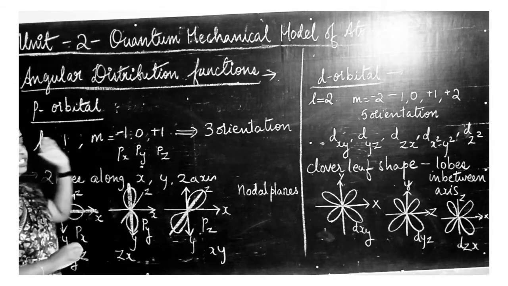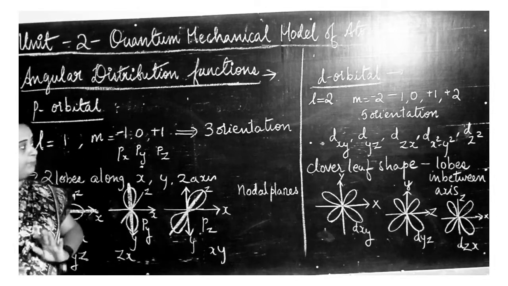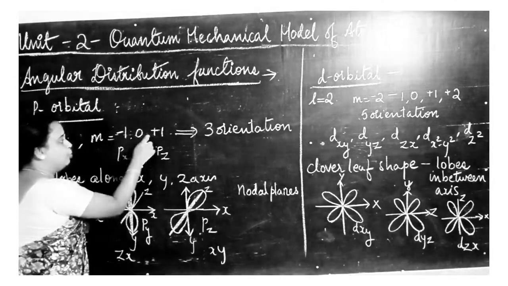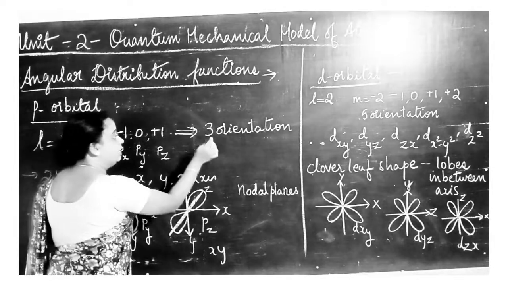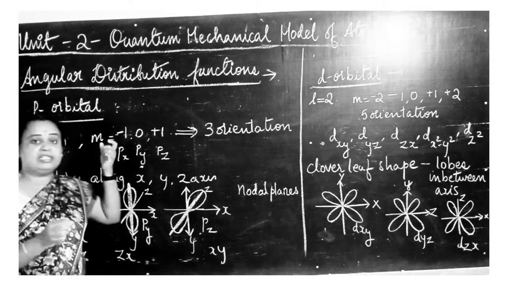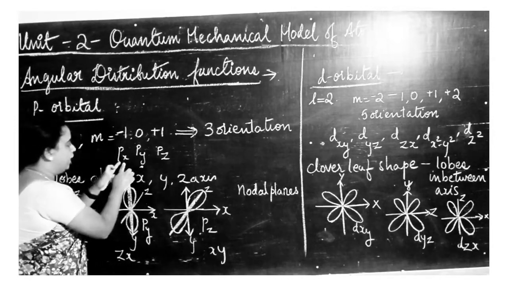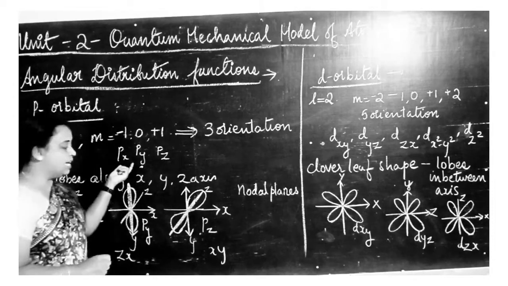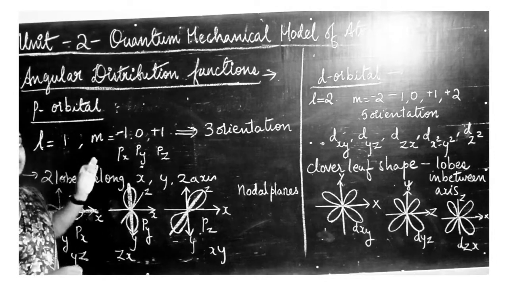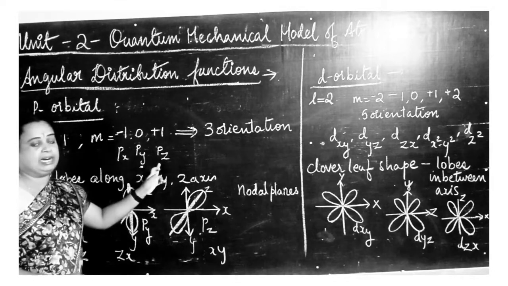So the angular distribution function always explains the orientation of the orbitals. Because the magnetic quantum number values are minus 1, 0, plus 1, 3 orientations are seen in the case of the p orbital. What are these 3 orientations? They are px, py, pz. x, y, z are the axes: x axis, y axis and z axis. So the p orbital is oriented along 3 axes.